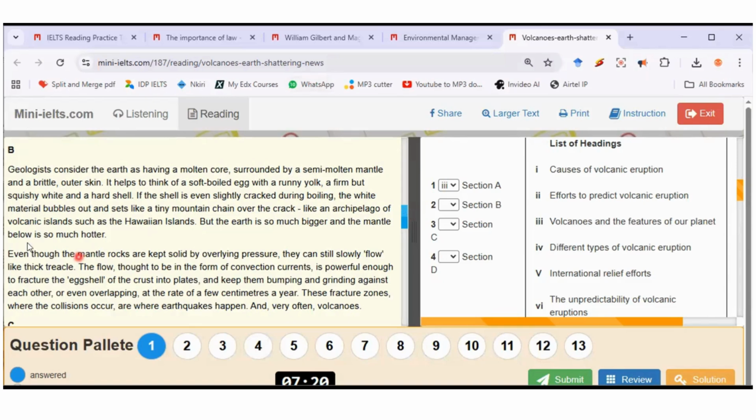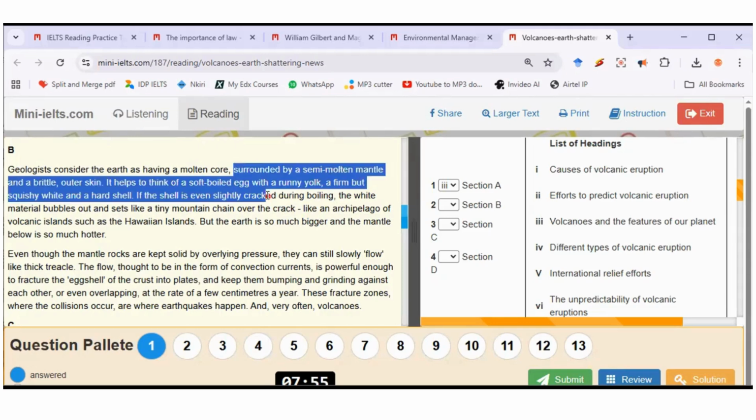What do we have in section B? Geologists consider the Earth as having a molten core surrounded by semi-molten mantle and a brittle outer skin. It helps to think of a soft-boiled egg with a runny yolk, a firm but squishy white and hard shell. If the shell is even slightly cracked during boiling, the white material bubbles out and sets like a tiny mountain chain over the crack. So you see they are comparing this thing to an egg.